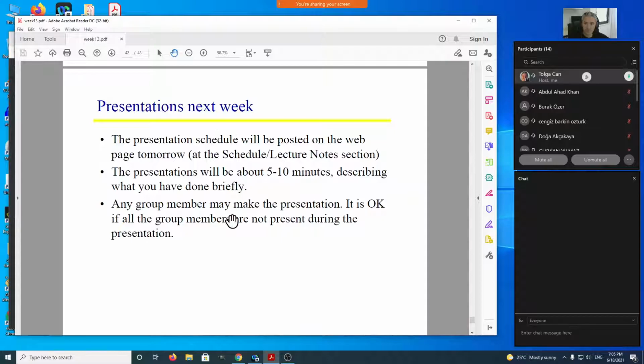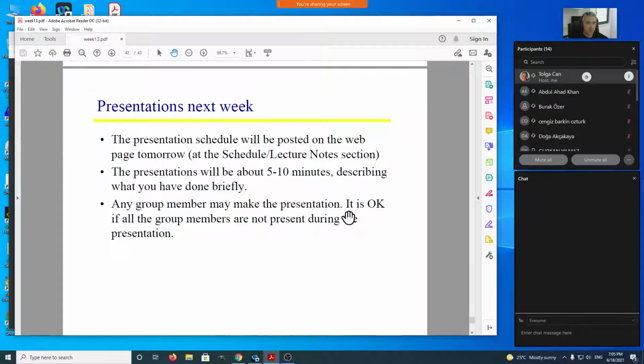In the presentations, if it's a group project, any group member may make the presentation. It's okay if all group members are not present during the presentation. I expect you to just talk about your project idea, your current progress, and what you plan to do. If you have built a prototype already, you may show us a snapshot of the prototype. And in a 5-minute presentation, all you can do is this.